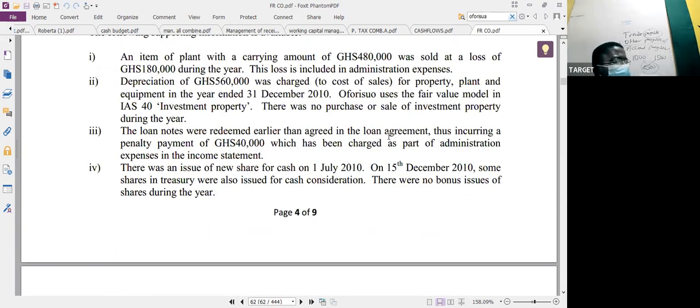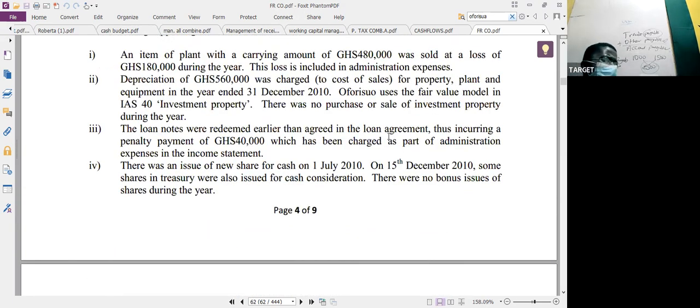Note 3. Loan notes were redeemed earlier than agreed in the loan agreement, thus incurring a penalty payment of 40,000, which has been charged as part of administration expenses in the income statement. Now you are taking a loan from a bank and you pay early. In fact, you pay before the deadline. They've charged you a penalty. Why is it like that?